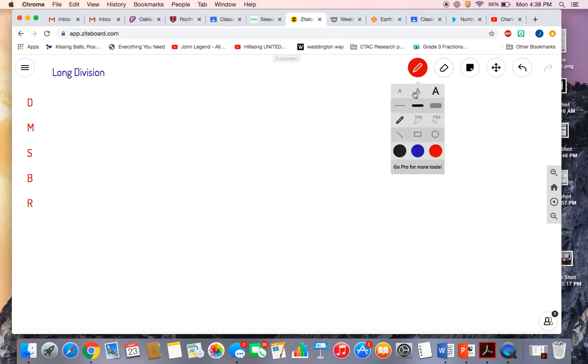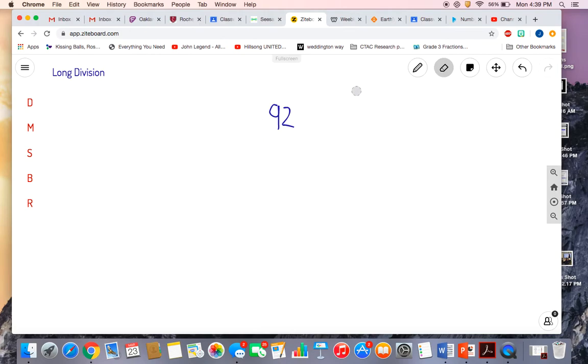So for our next problem, we have 192 divided by 3. So my first step over here is division. So first I need to divide. So I need to do 19 divided by 3.